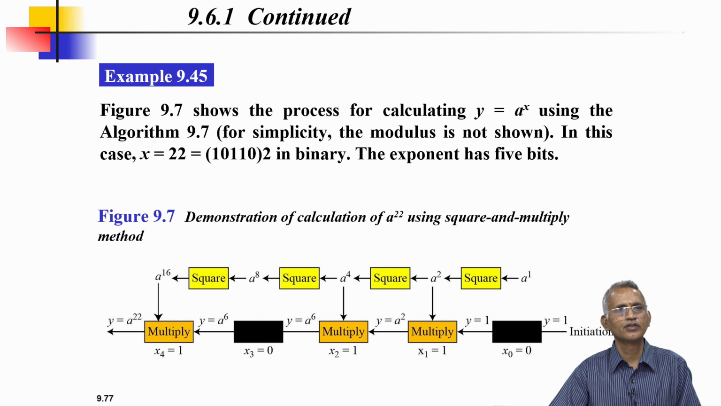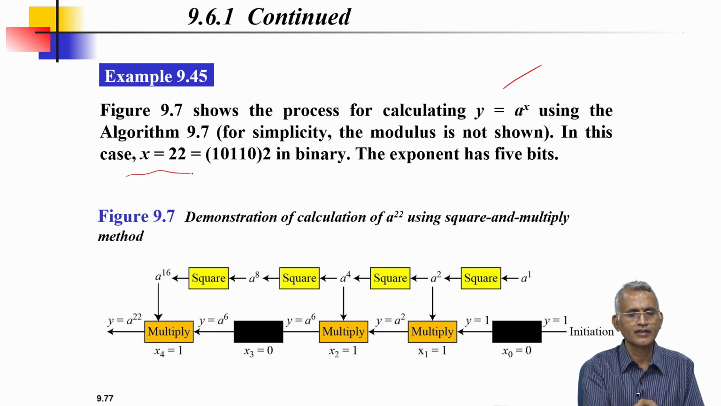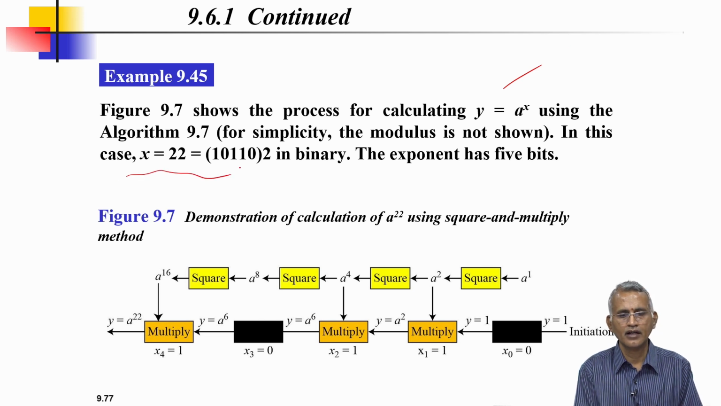Next, to show the process for calculating y equal to a power x using the previous algorithm, for simplicity the modulus is not shown. In this case x equals 22, converted into binary base 2, the exponent has 5 bits. So, we have to demonstrate a power 22 using square and multiply. Suppose you take a square, and then multiply with it where x1 equals 1, and then a power 16 square, and then square 8, and 4, and then 2 and 1.